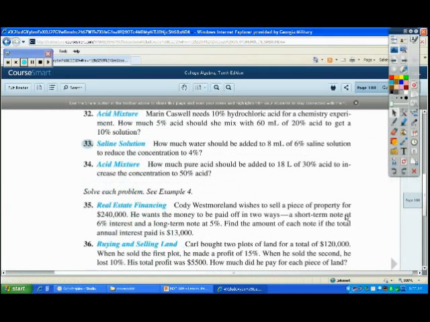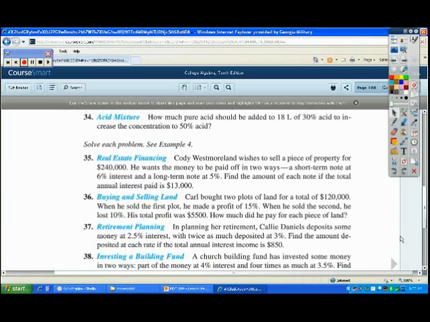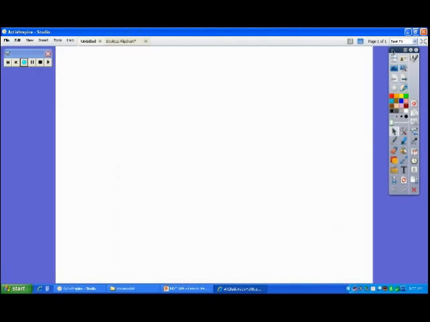Everybody read question 34. Now you can work that without a table, but I suggest you might want to try it. What's your table going to look like? Or is anybody using a table, or is everybody just working it by trial and error? Okay, what's the table look like?